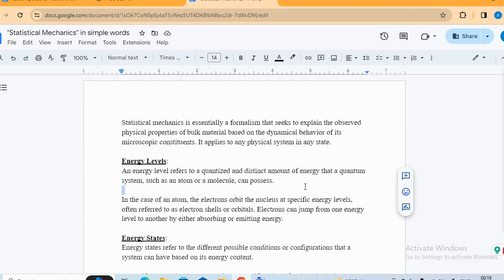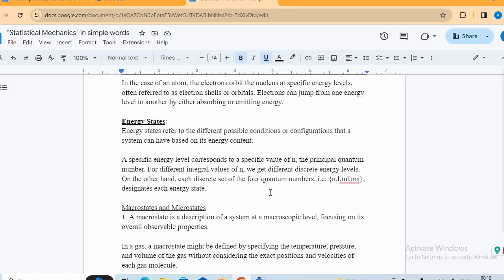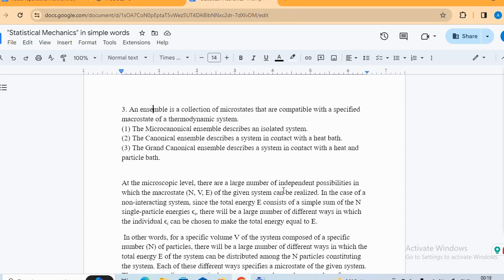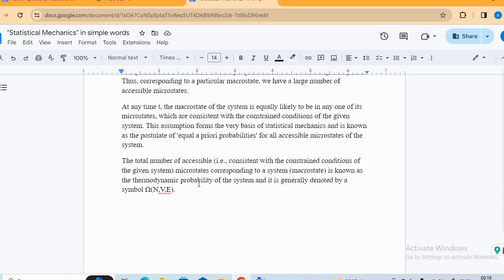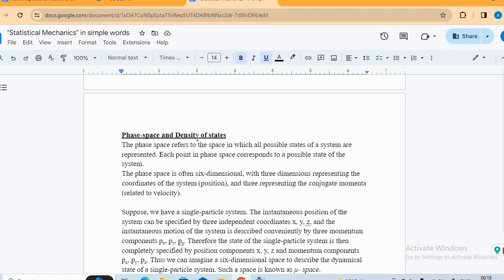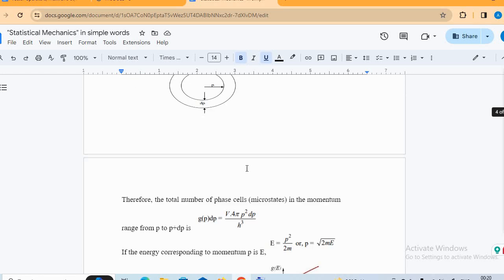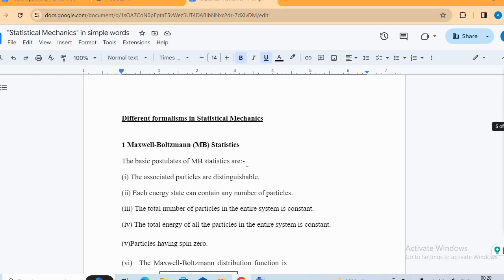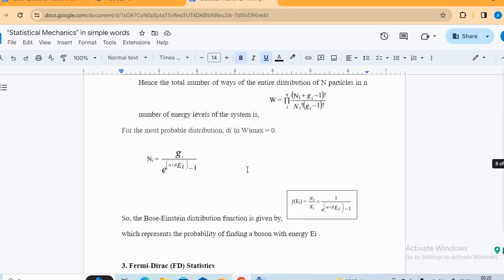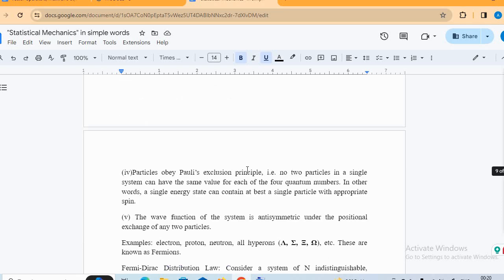So we have started with the concept of statistical mechanics, the basic idea about energy levels and energy states, the concept of macrostates and microstates, the concept of ensemble, the concept of thermodynamical probability, the concept of phase space and density of states, and their important calculations. Then we talked about different types of statistical mechanics: Maxwell-Boltzmann, then Bose-Einstein statistics and Fermi-Dirac statistics.